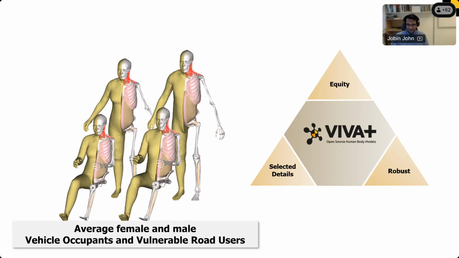And right from the beginning, we also had this emphasis on equity. As part of the model lineup, we have average female and male, and not just vehicle occupants, but also models that can be used for vulnerable road users. Every release we make, we have these 4 models as part of the model lineup.